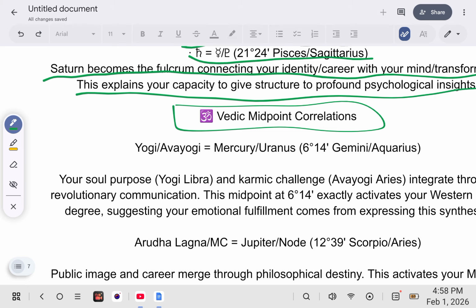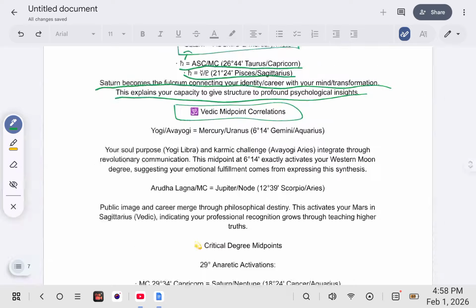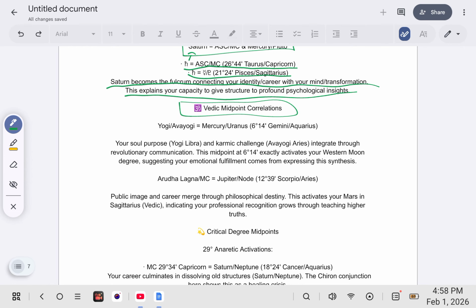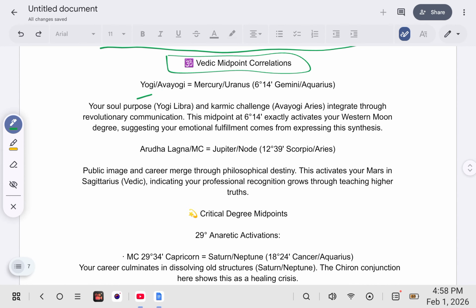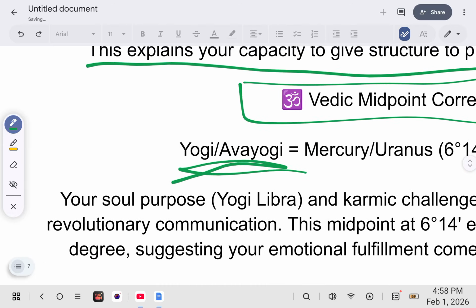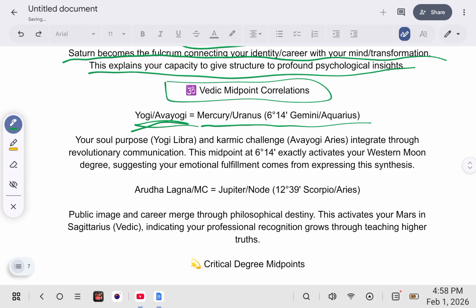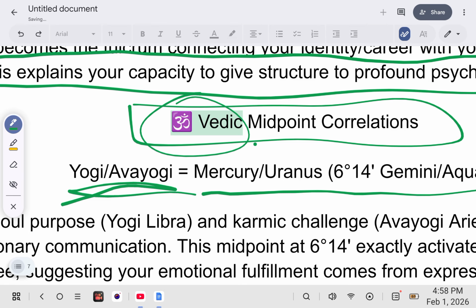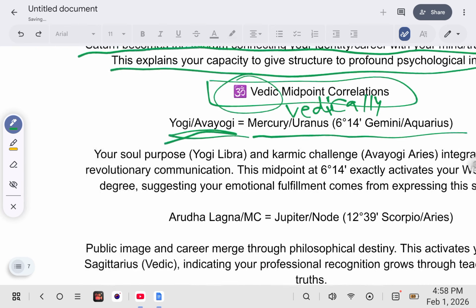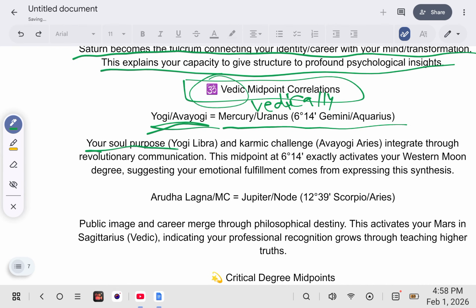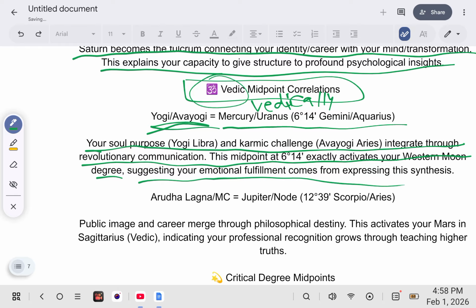Okay, so we're going to talk about the Vedic midpoint correlations, and we have the Yogi, Avayogi, and that equals Mercury, Uranus, 6°14' of Gemini and Aquarius, Vedically speaking. I don't know if anyone says that, Vedically. So, my soul purpose, Yogi, Libra, and karmic challenge, Avayogi, Aries, integrate through revolutionary communication. This midpoint at 6°14' exactly activates my Western Moon degree, suggesting my emotional fulfillment comes from expressing the synthesis.